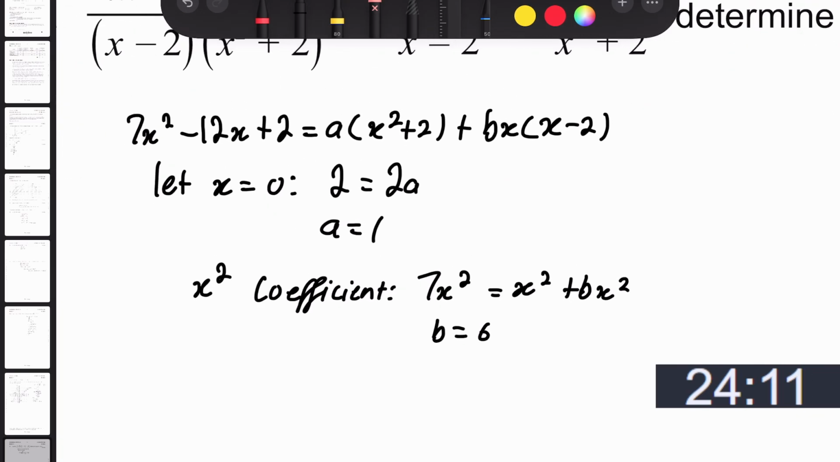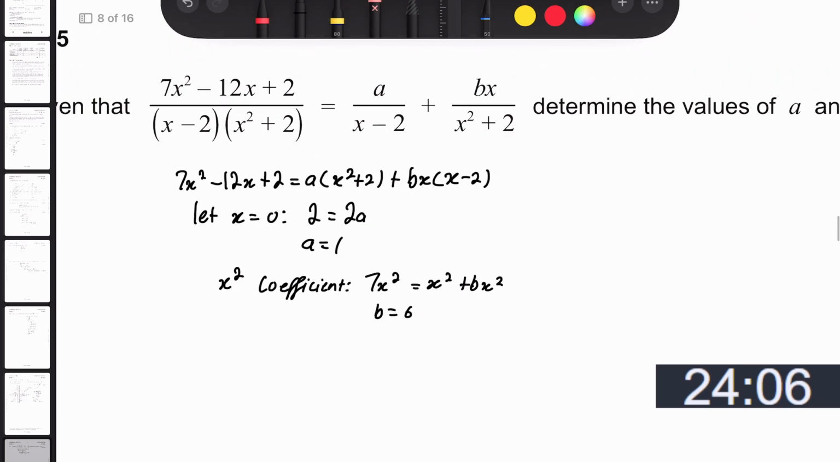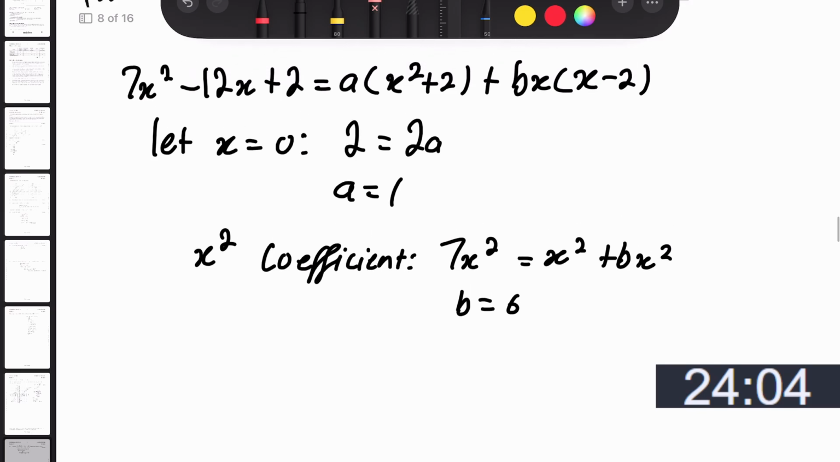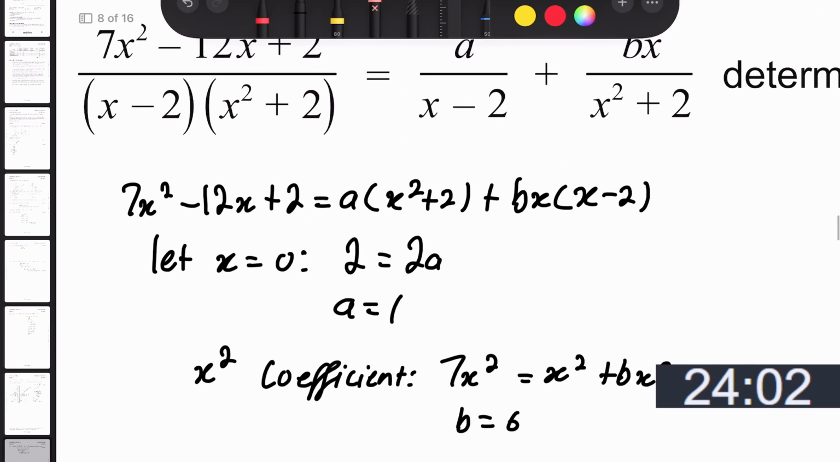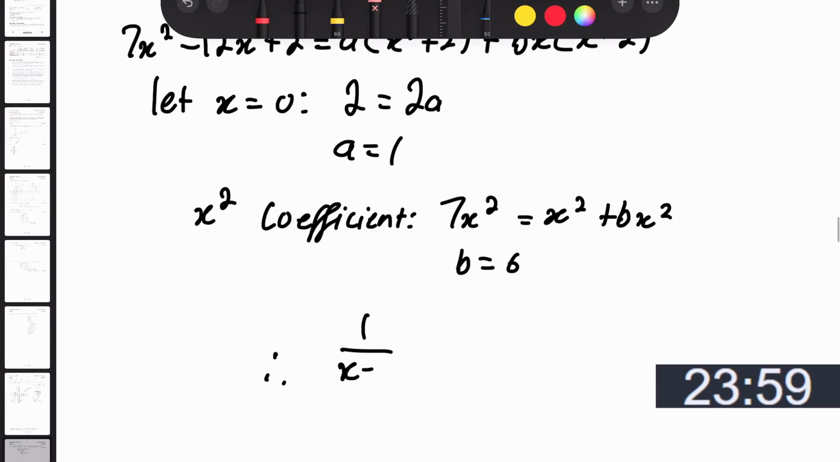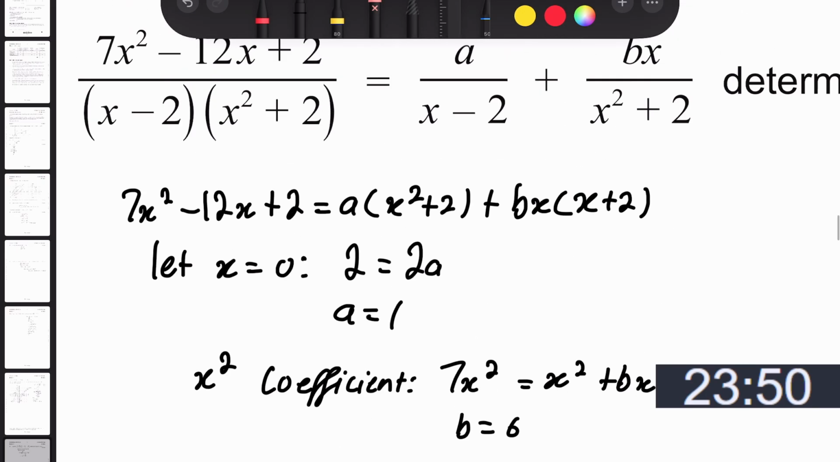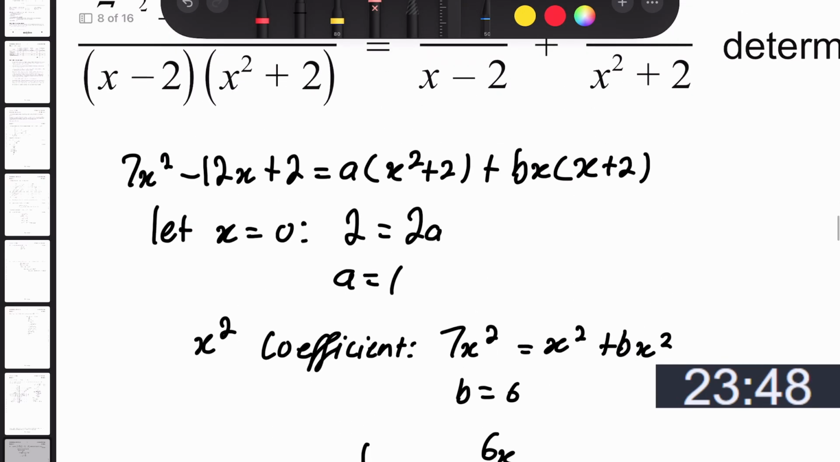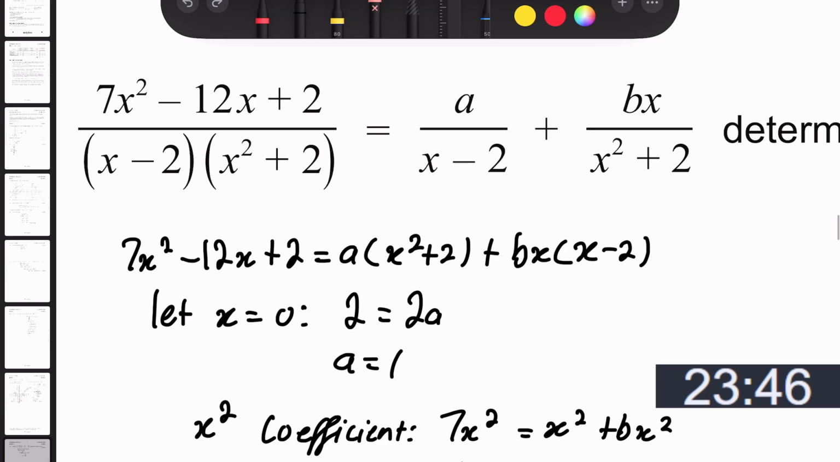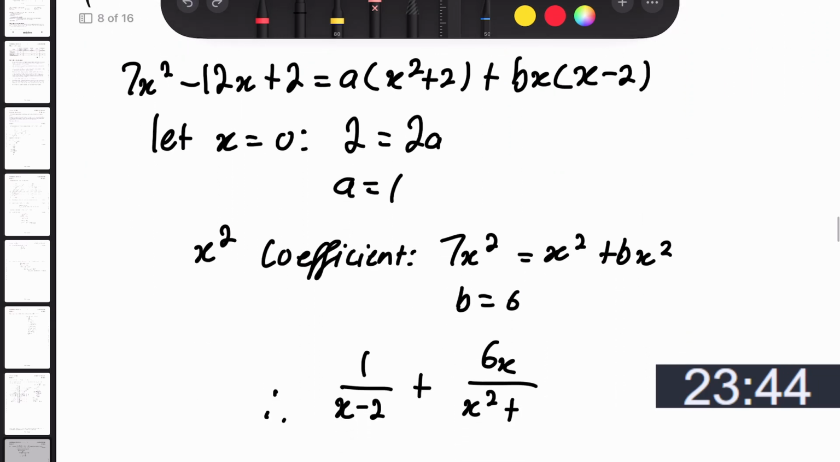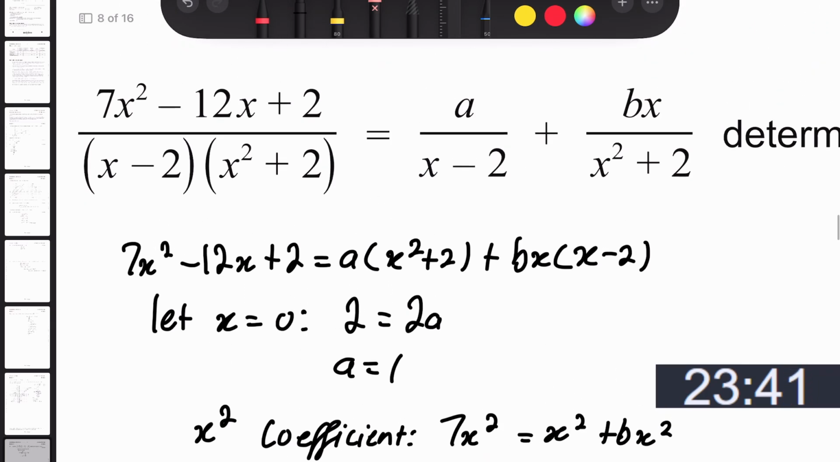If you check the constant, 6 minus 2, and so on. Yep, so therefore this is the same as 1 on x minus 2 plus 6x on x squared plus 2. Oh wait, no, that's correct. X squared plus 2. Because when I cross multiply, then the x minus 2 will be that one, and x squared. Okay.